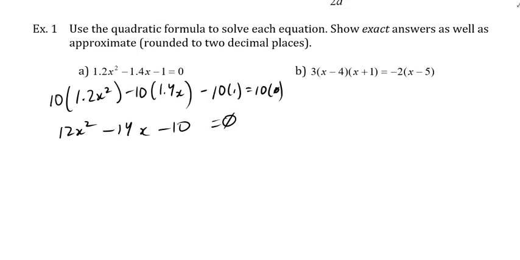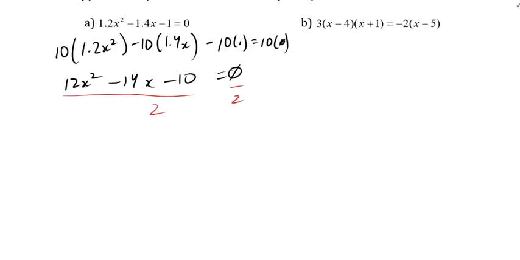What else do you notice about this? I could put this into the quadratic formula. No problem. But I notice there's a common factor in there, right? So I can actually divide both sides by 2. And what does that give me? 6x squared minus 7x minus 5 equals 0. And those are smaller numbers. Maybe I can do a little bit more of the math in my head when I plug it into the formula. All right, so now we're ready. Let's go ahead and do that.